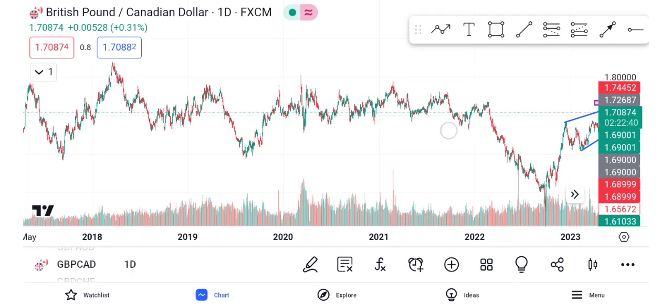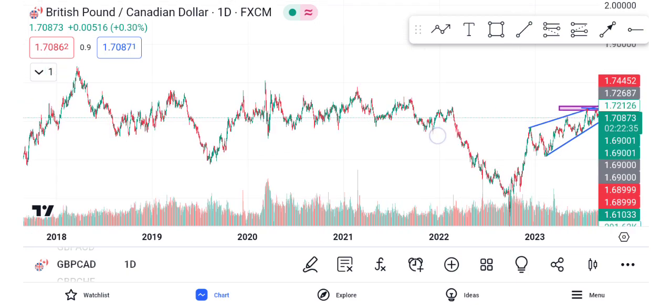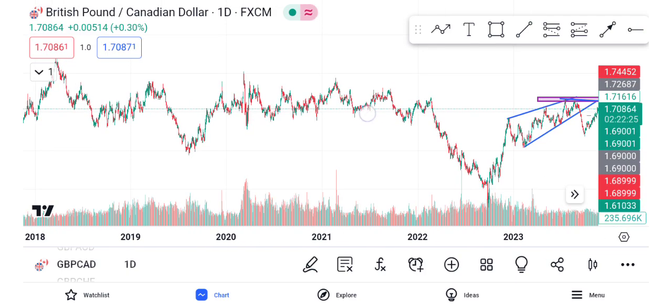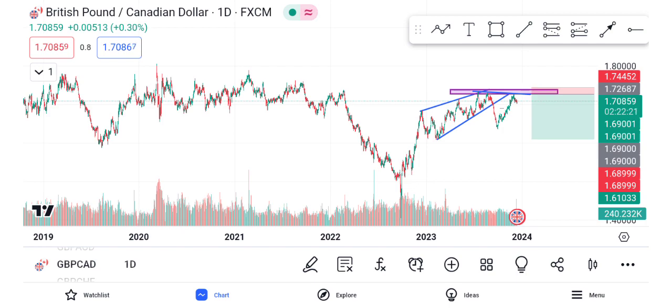Welcome back. In this video, I'll be sharing my analysis on British pound, Canadian dollar, GBP versus CAD. So as you can see on the chart here, very soon we are going to be taking a selling trade on it. We are going to be going short on it.